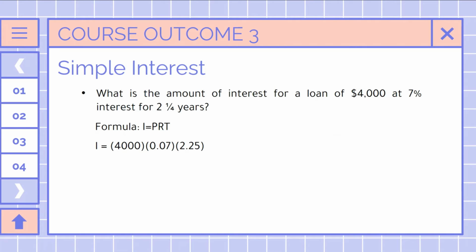So you need to convert the 7% into decimal. That's why we have 0.07. And then 2.25 is the time. You also need to convert the fraction part into decimal. That's why we got 2.25. So as we solve this problem, we will get $630. Okay?